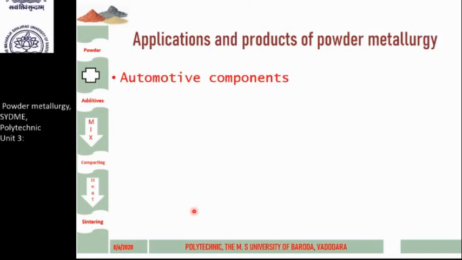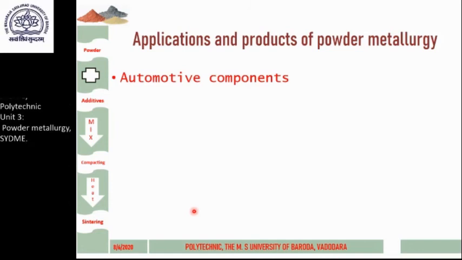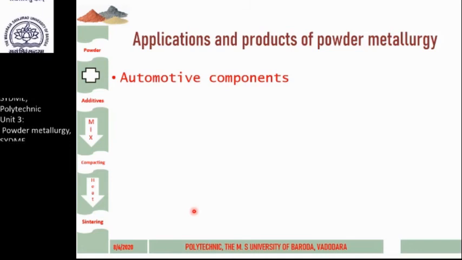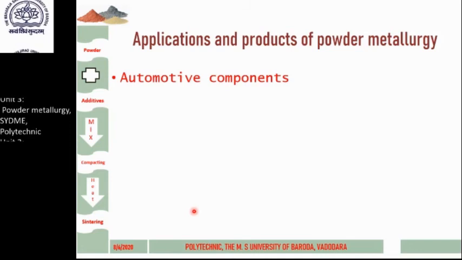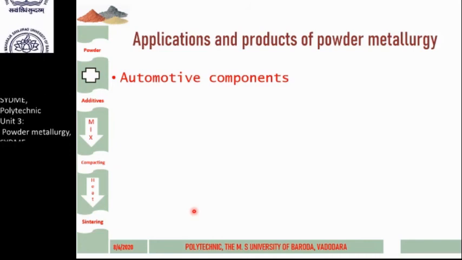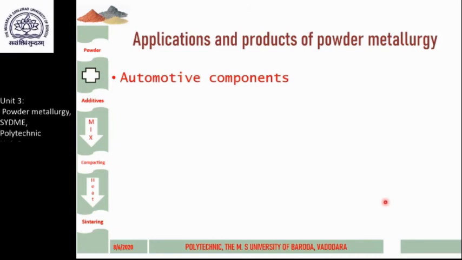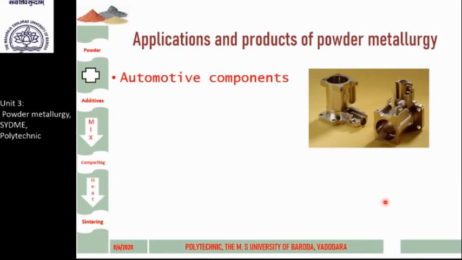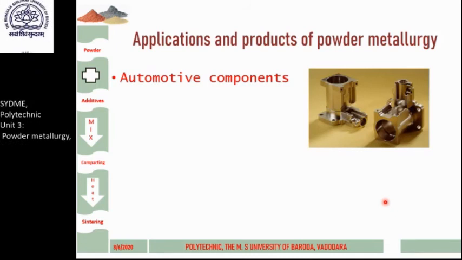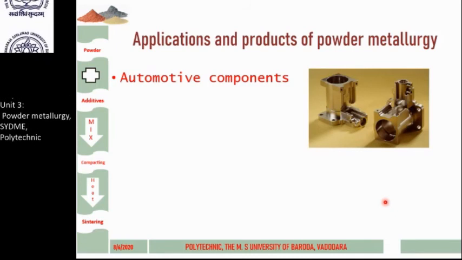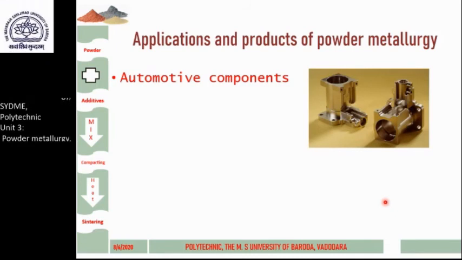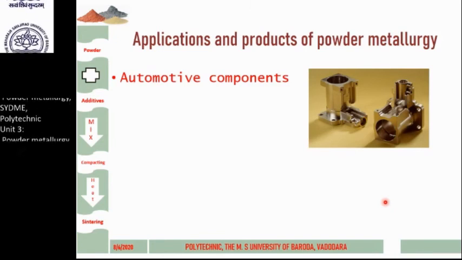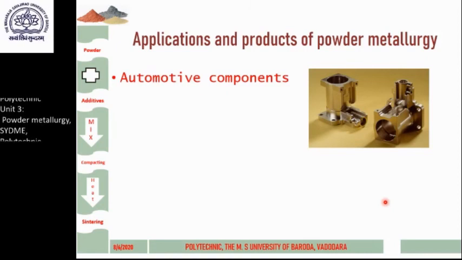Automotive components is one of the major applications where powder metallurgy is used for manufacturing products. You can have such products used in automotive components like the carburetor, fuel injection, the hot gas outlets, and the engine, where other metals generally fail.